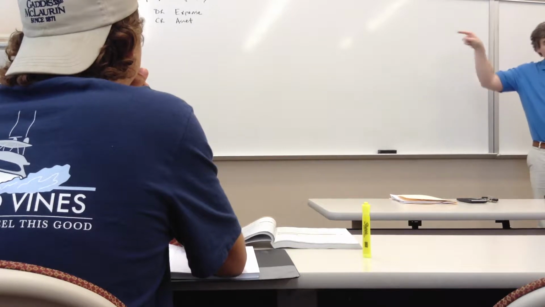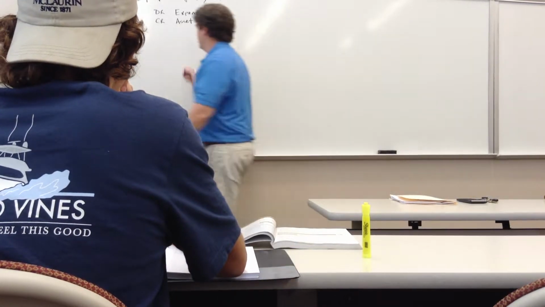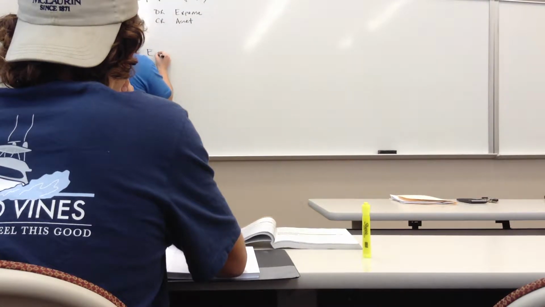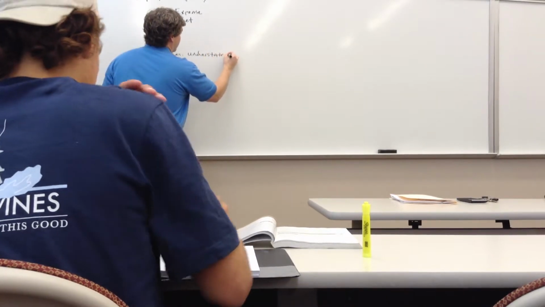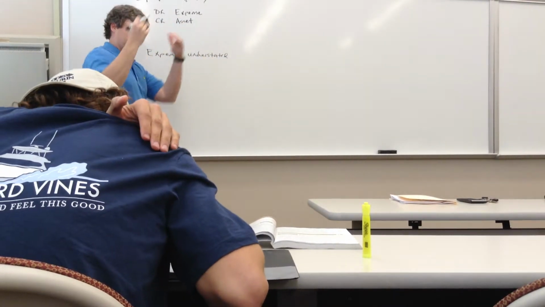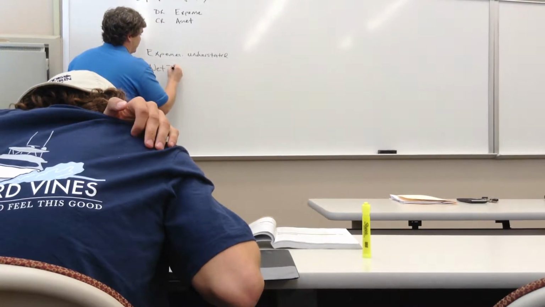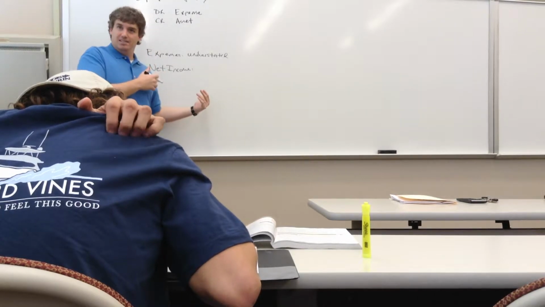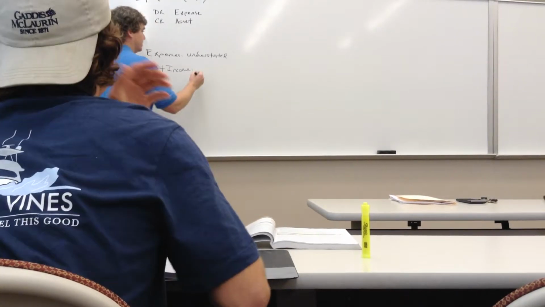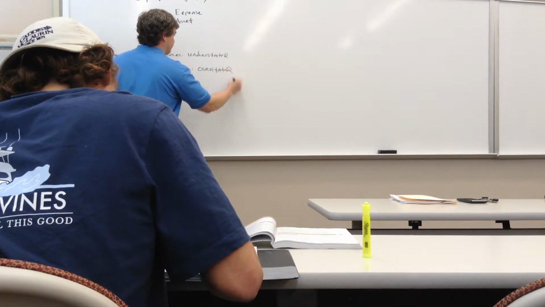Okay? So if I don't do that, my expenses will be what? Expenses will be understated. If expenses are understated, let's think this through. There's a logical progression here. If expenses are understated, in other words, I didn't recognize enough expense, then income has to be what? Income has to be overstated.